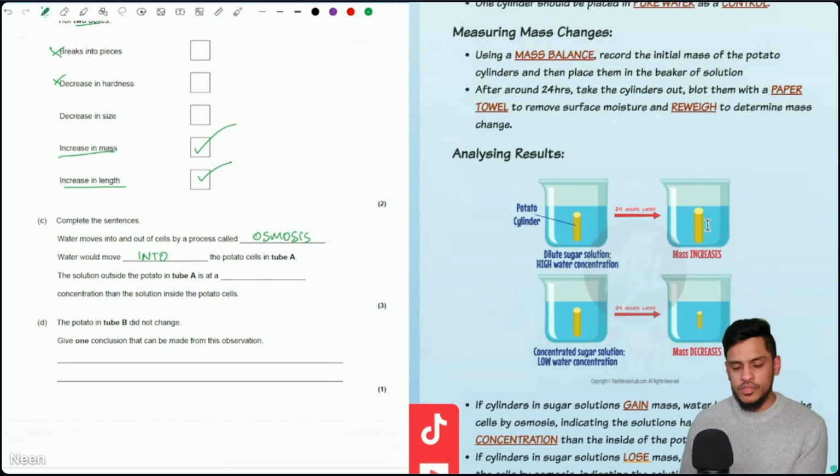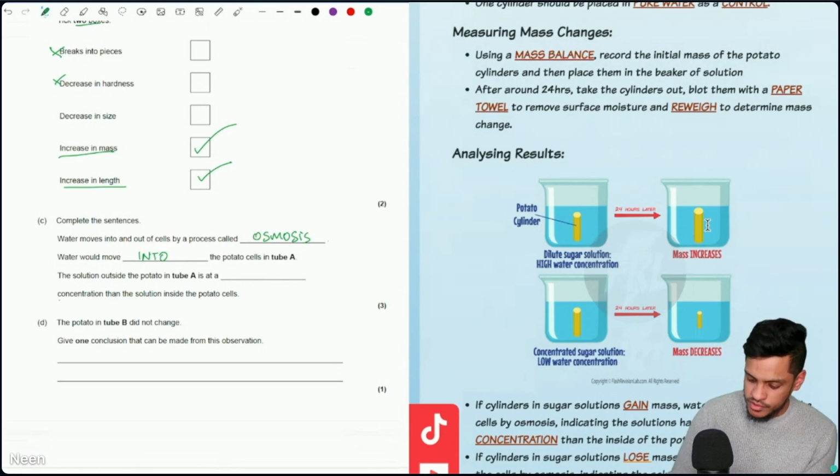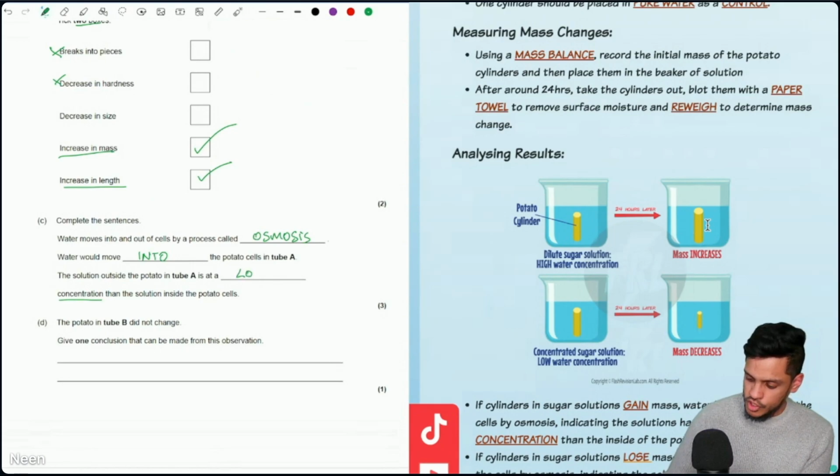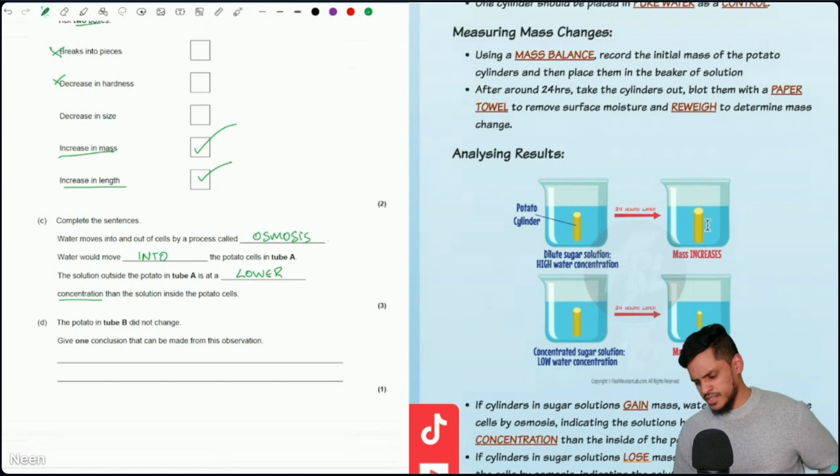So it's a higher water concentration, but it's not saying water concentration, it's saying concentration. So you would say lower concentration. Does that make sense? Because if it's a higher concentration, it's a higher water concentration, but a higher water concentration basically means it's more dilute. If it's more dilute, it means it's a lower concentration.